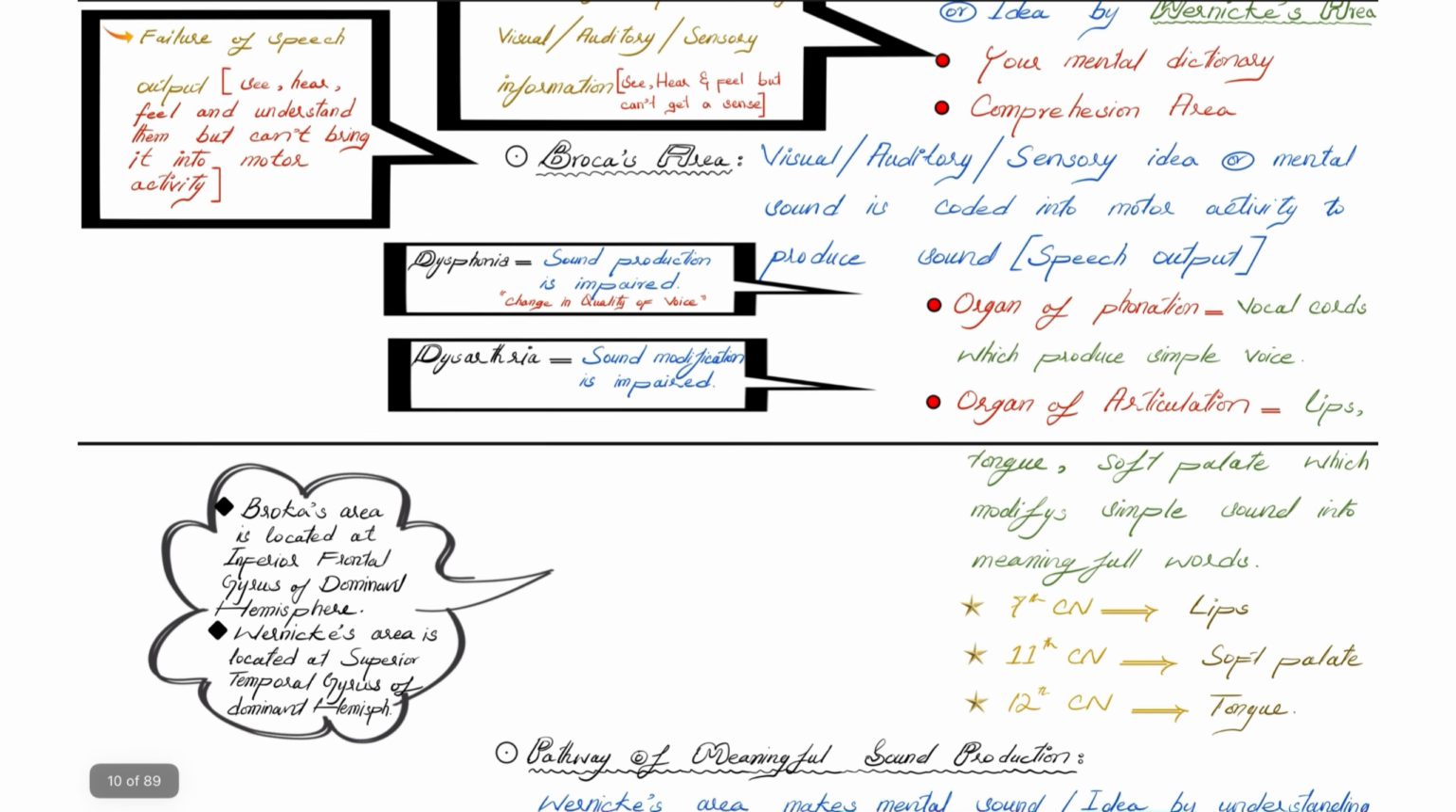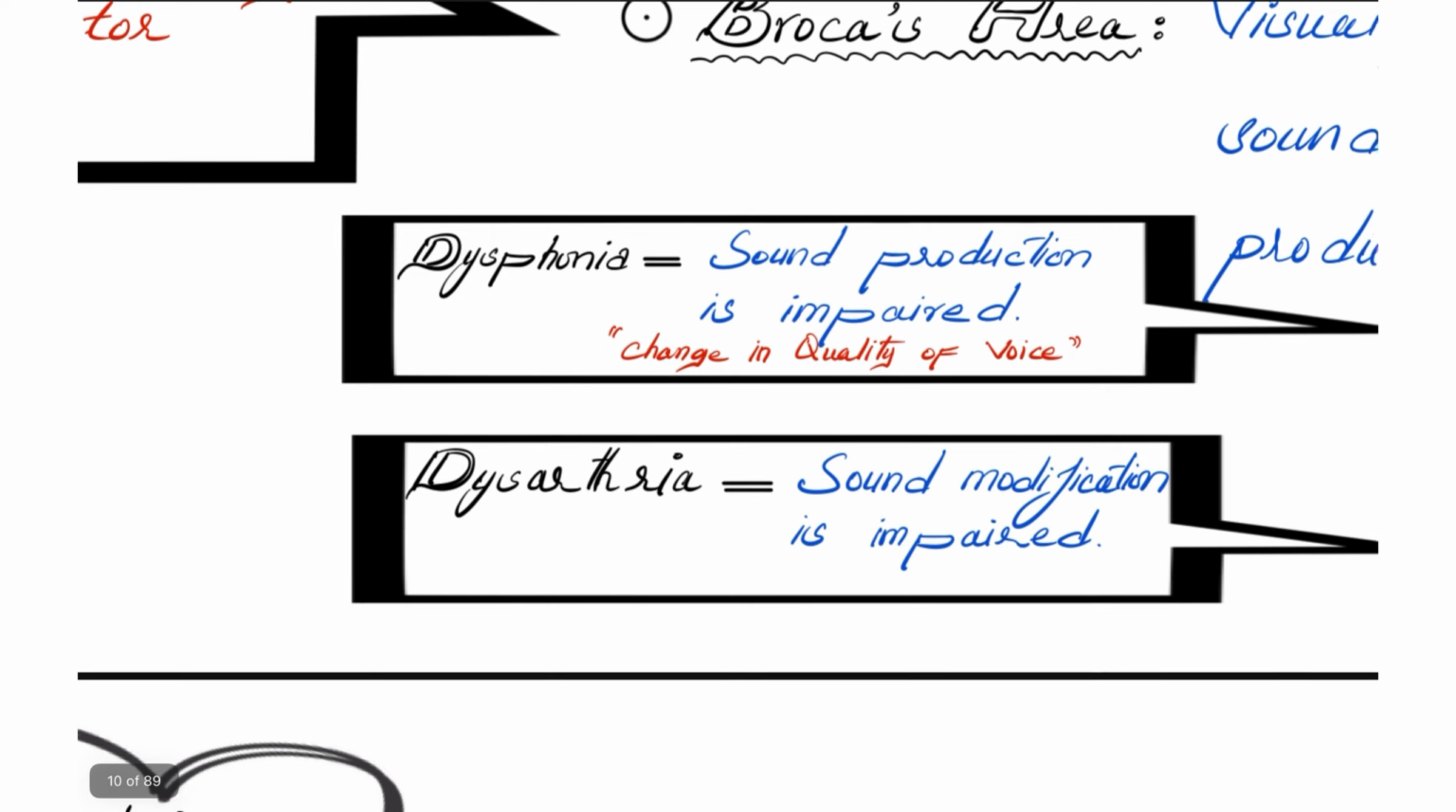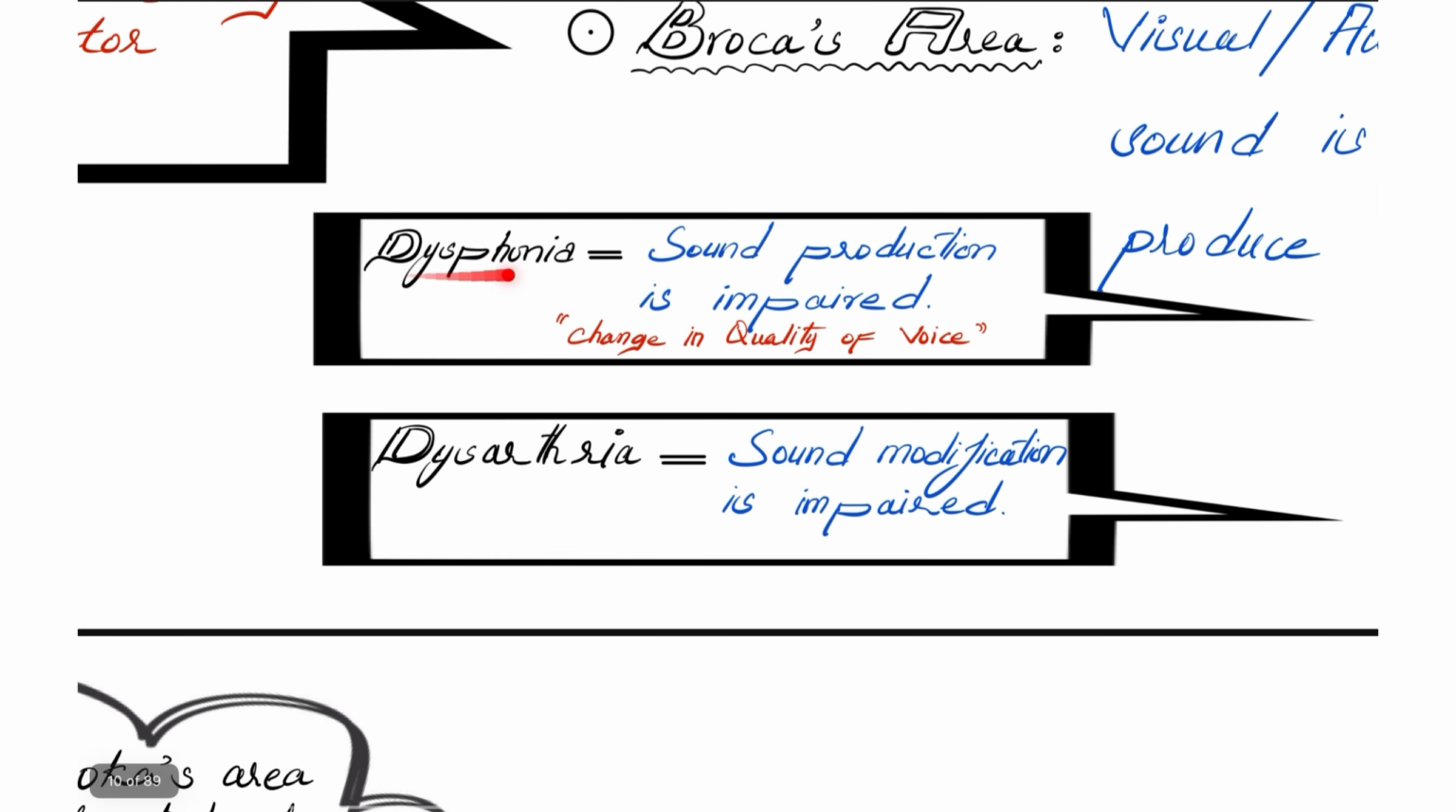Now, you have to remember some specific cranial nerves which are supplied to the organ of articulation, and these nerves need to be intact so that the organ of articulation can perform its function properly. Like lips are supplied by the 7th cranial nerve, soft palate is supplied by the 11th cranial nerve, and tongue is supplied by the 12th cranial nerve.